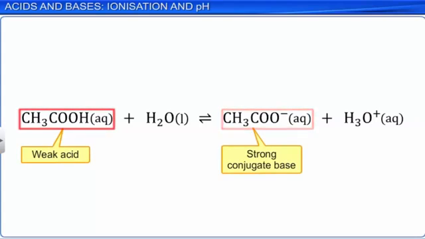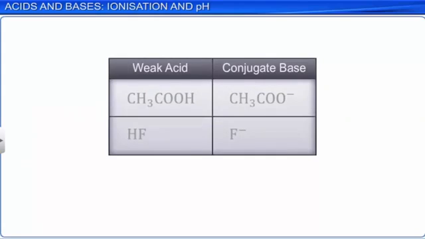Hence, you can infer that a weak acid has a strong conjugate base. Weak acids like acetic acid CH3COOH and hydrofluoric acid HF have very strong conjugate bases like acetate ion CH3COO- and fluoride ion F- respectively.